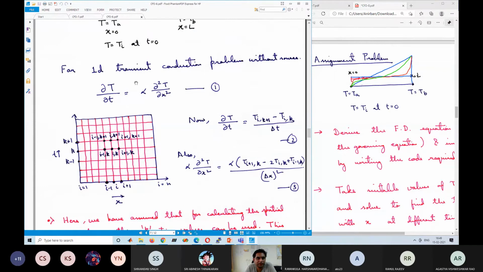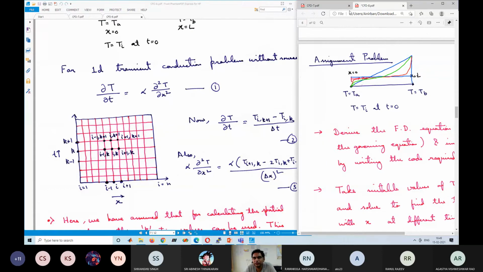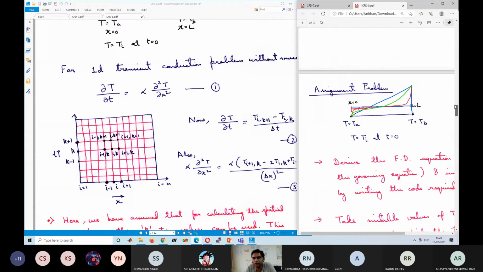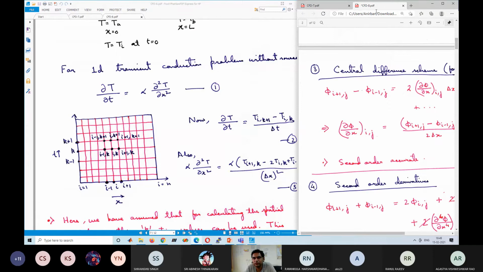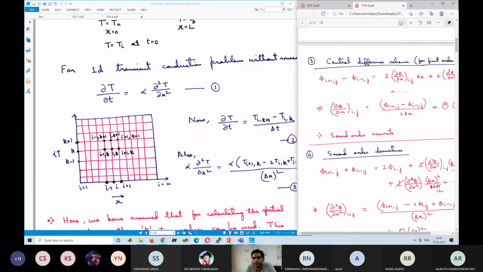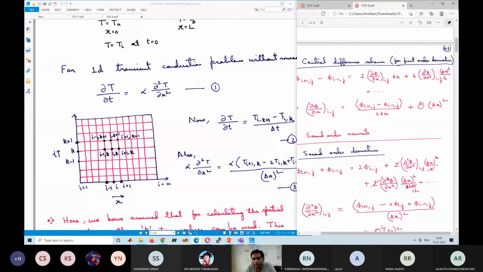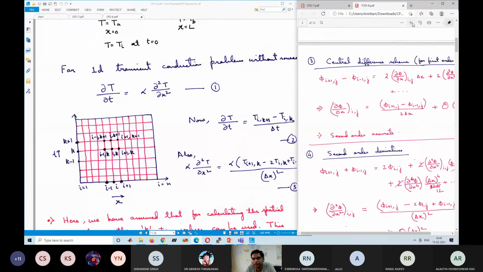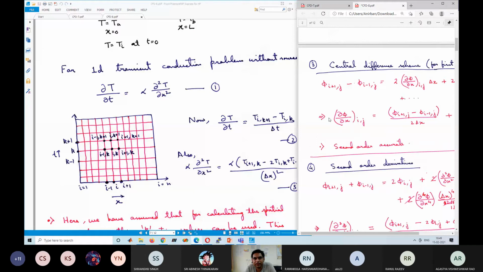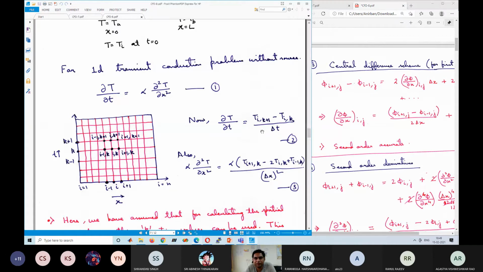Now what is our task? Finite difference we have studied. This is the first order derivative, del T del t. How will we represent it? We have already studied; let me go back. Central difference scheme. Error we don't need to write, we will just write the actual representation. Del phi del x at ij is equal to phi i plus 1 j minus phi i minus 1 j by 2 delta x.